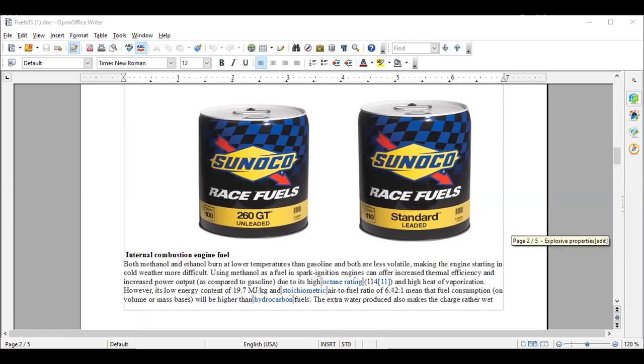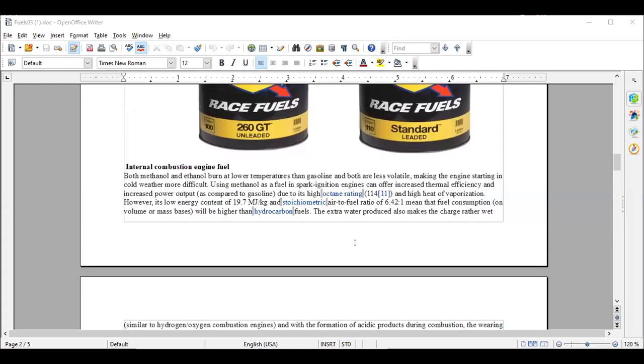By the way, this document is in the Moodle page. So if you're a motorhead like I am and you enjoy race cars, you should kind of browse around here. It's kind of good to learn about the fuels that you use.